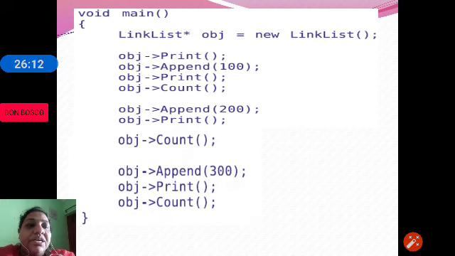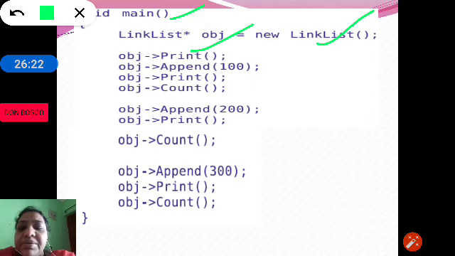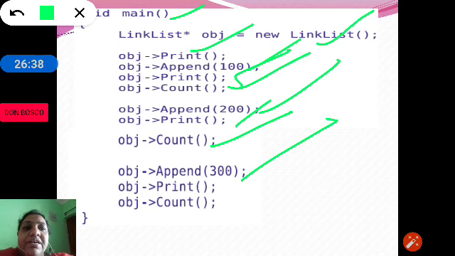As you can see here, execution always starts from main. We create a new object, then we print. As there are no elements, the list will be empty. Then we append 10 and print, and count will be 1. Then we append 100 and print, so there will be 2 elements and count will be 2. Then we add 200 and 300 and print. There will be 10, 100, 200 and 300, and count will be 4.